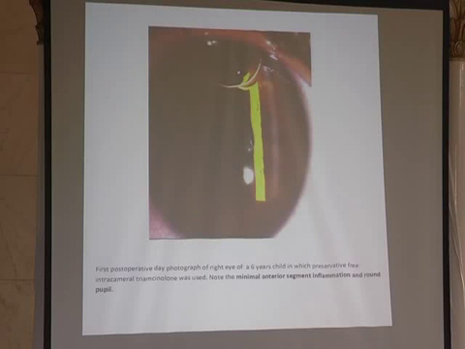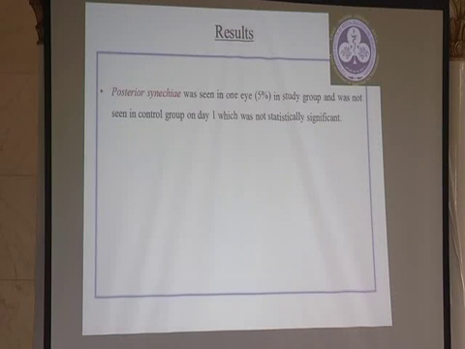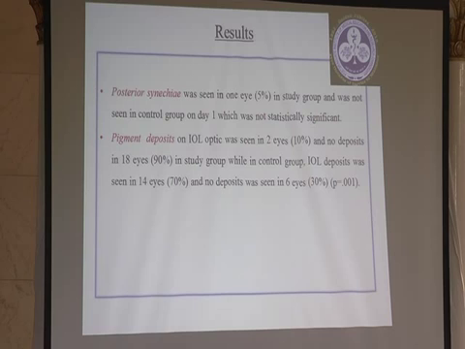This is the first post-op day photograph of the study group where we used triamcinolone acetonide. You can see the minimal cellular reaction and the pupil is round and regular. Coming to posterior synechiae, it was seen in only 1 eye in the study group and not seen in the control group on day 1. Pigment deposits on the anterior IOL optic were seen in 2 eyes in the study group and no deposits in 18 eyes, while in the control group the deposits were seen in 14 eyes and no deposits in 6 eyes. So the result was significant between the 2 groups.